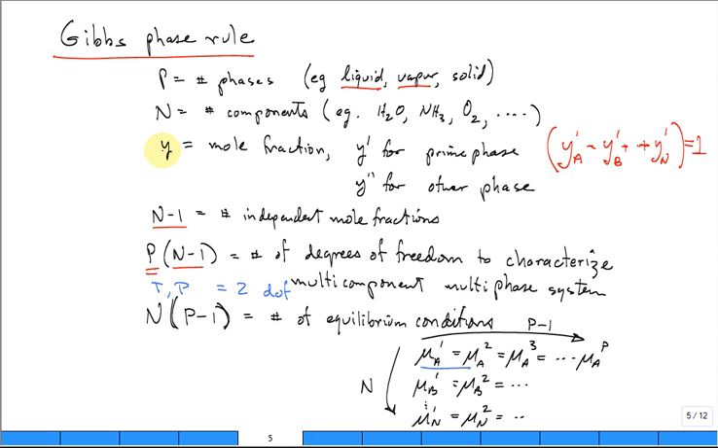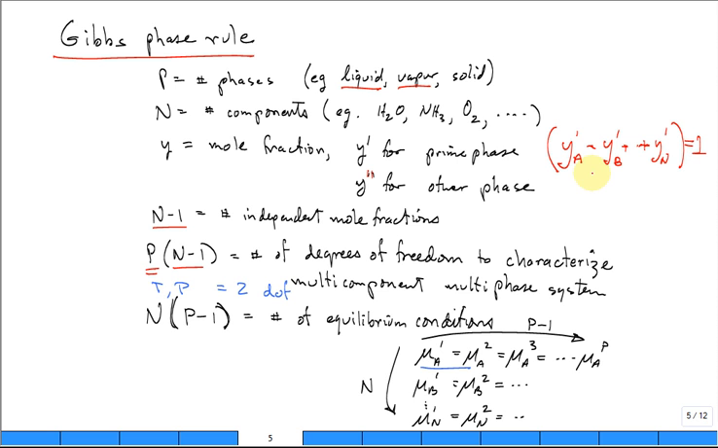Y, think of Y as a mole fraction. So you could have the mole fraction in the one phase and the mole fraction in the other phase. What is the mole fraction of water in the liquid phase? What's the mole fraction of water in the vapor phase for this multi-phase, multi-component system?